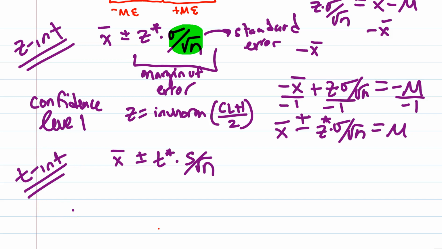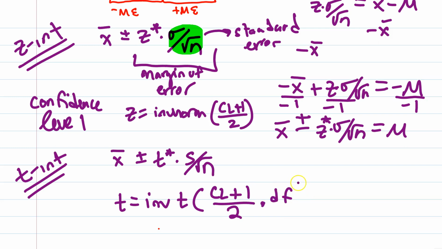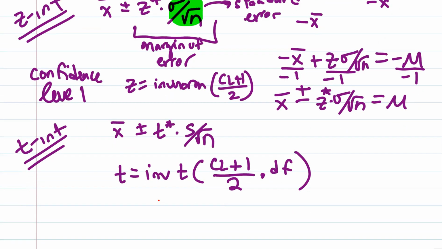Keep in mind the calculator will do a lot of heavy lifting. But how do I get that t-score? Well, t is equal to inverse t, confidence level plus 1 over 2. There's one other thing you have to include here. It's called the degrees of freedom. Why the degrees of freedom?